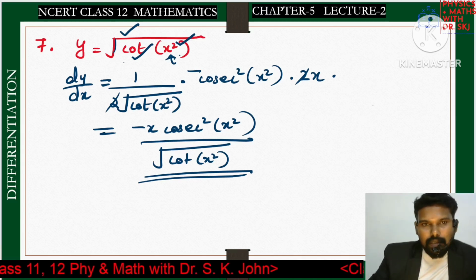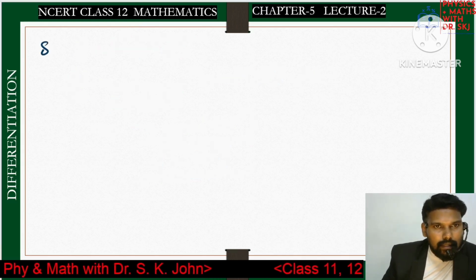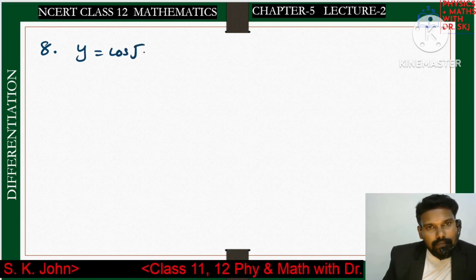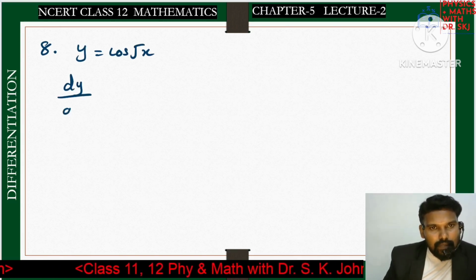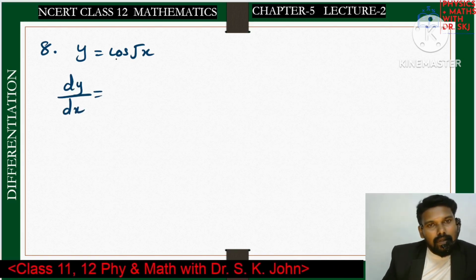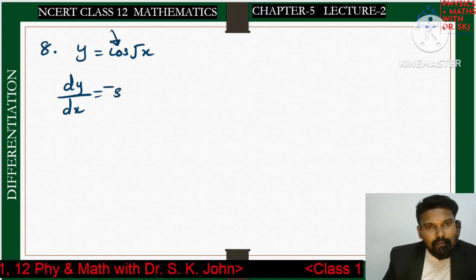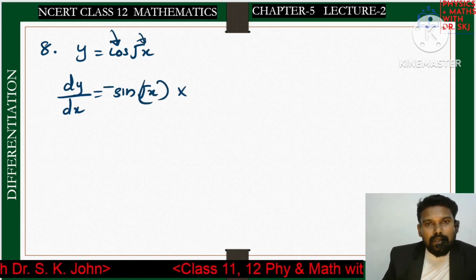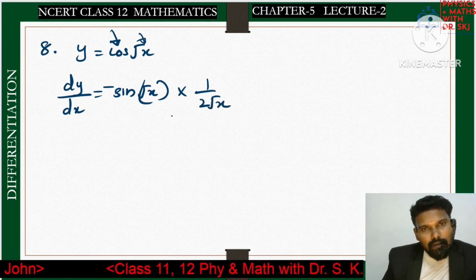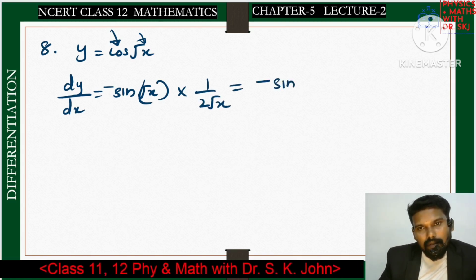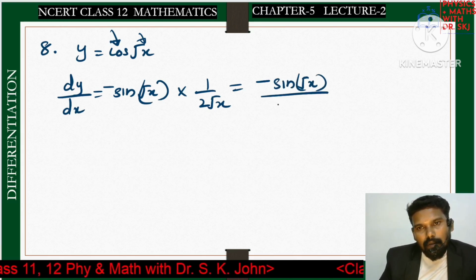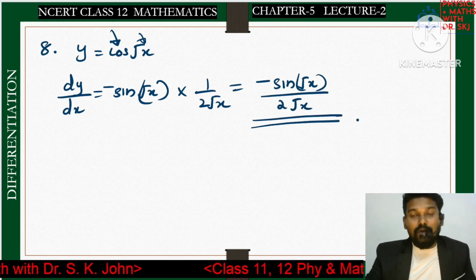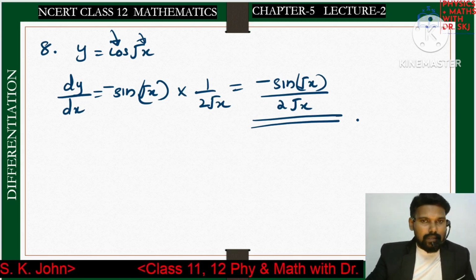Now coming to the last question that we have already done as an example. Y is equal to cos root x. What is the derivative of this function? Dy by dx is equal to, what's the derivative of cos? It is minus sine. Minus sine root x times, what's the derivative of root x? It is 1 by 2 root x. So it is very simple. Minus sine root x divided by 2 root x. This is the answer. So this is how you have to differentiate the composite functions.